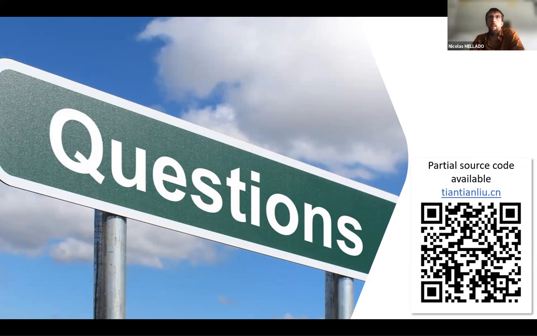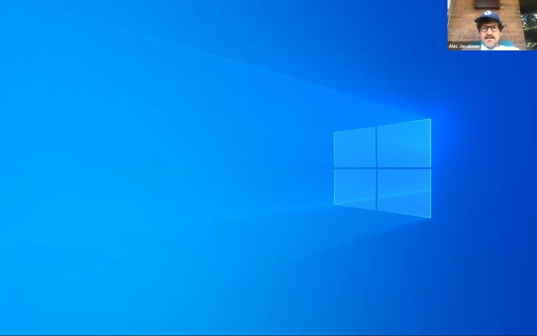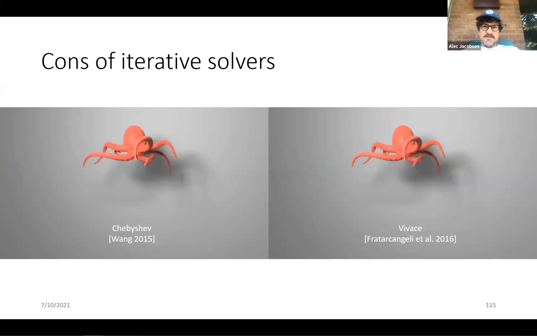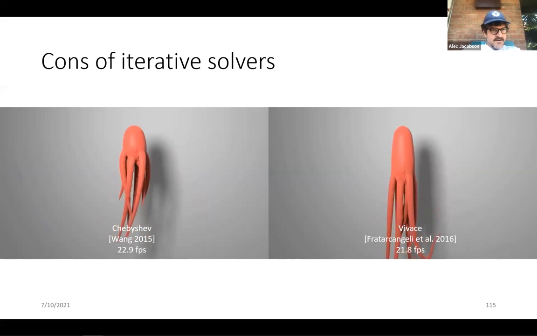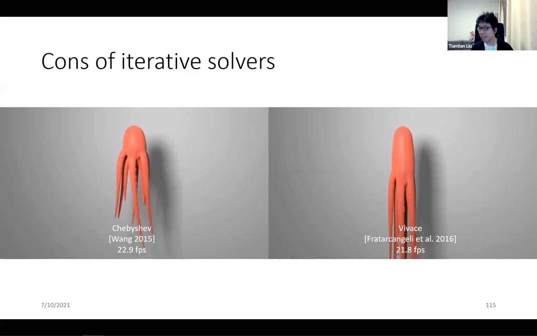We have a question by Alec. Yeah. Hi, Tiantian. Thank you very much for the talk. I really enjoyed that. Thank you. I wanted to ask about that slide where you're showing the octopus falling. I think it was with two different multigrid methods. Let me see. It was like the Vivace one and Chebyshev. Yeah, this slide. What was the Chebyshev one?